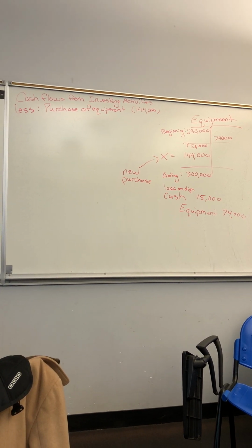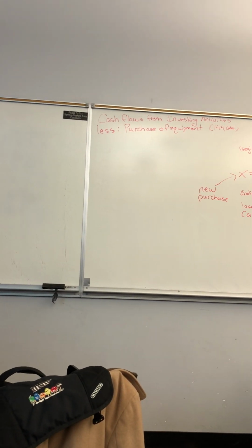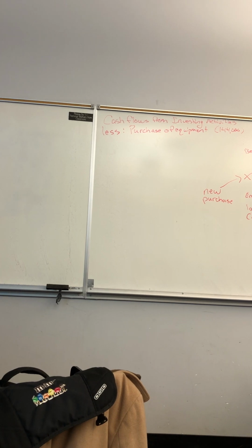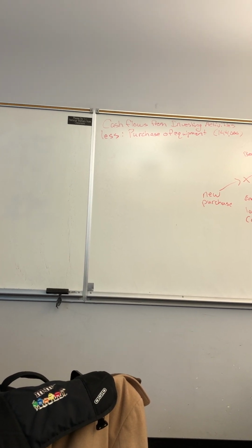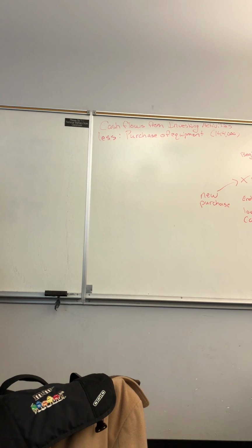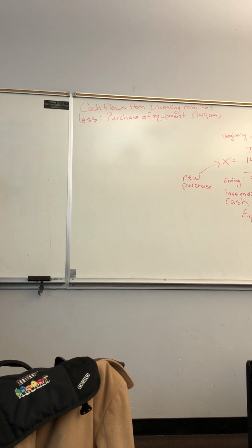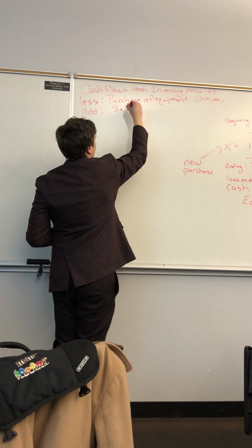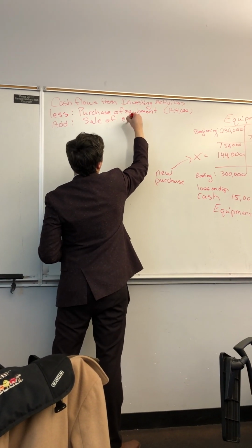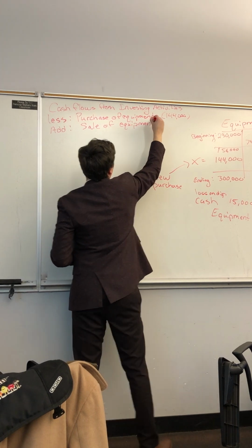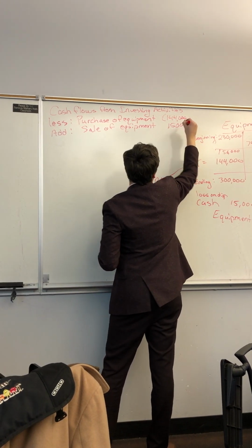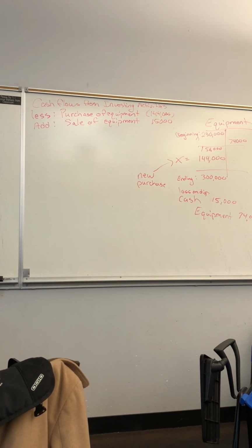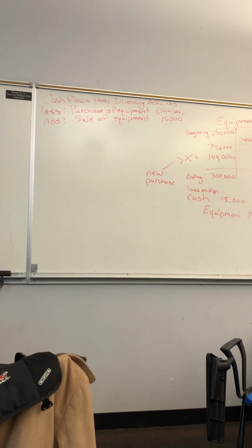Okay, next up, did we sell anything? Equipment originally cost 74,000 and it sold for 15,000. So any cash inflows from investing? Yes, should be the 15,000, right? So add the sale of equipment here.